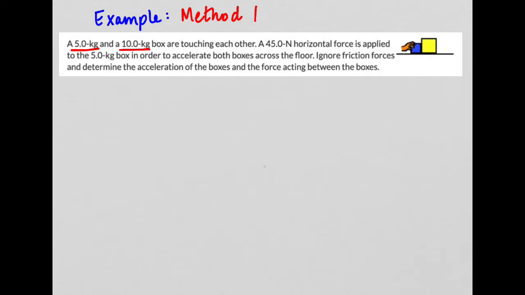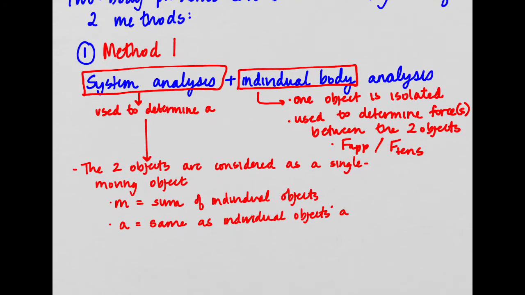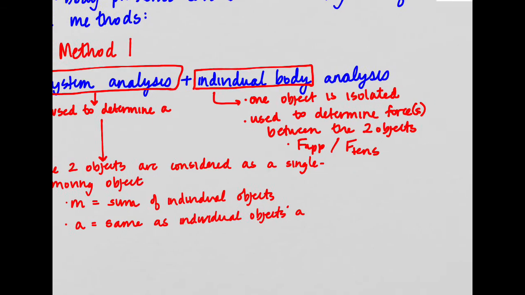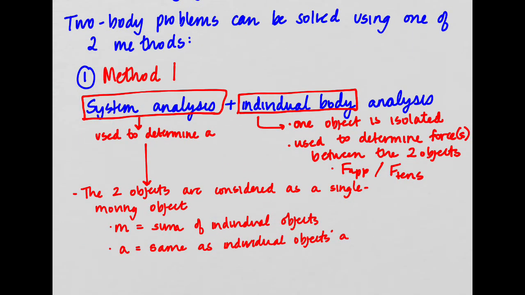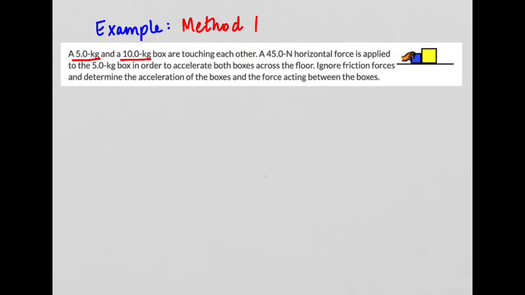So, as I just told you with method 1, the first step of applying method 1 is the system analysis. So that's what we're going to do first. And remember, the system analysis we're going to use to determine acceleration, and we're going to consider both of the objects as one single moving object.